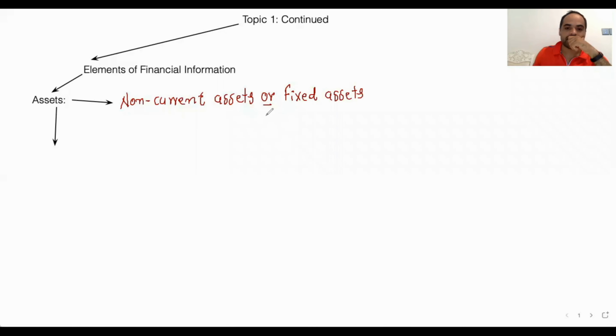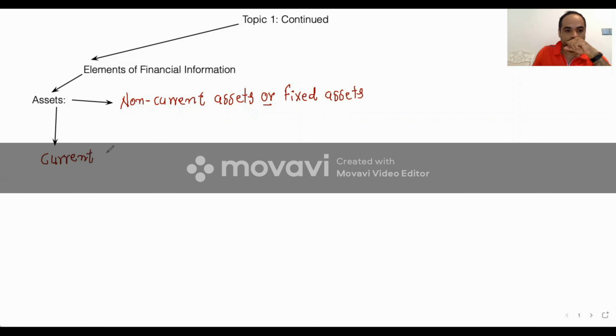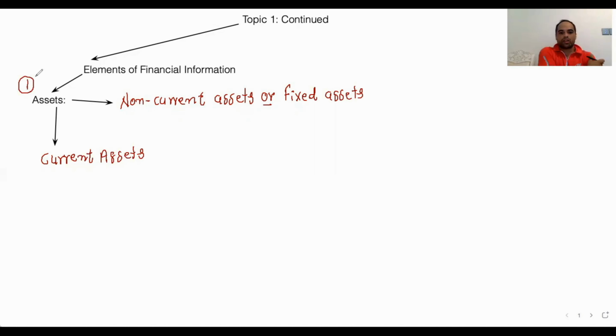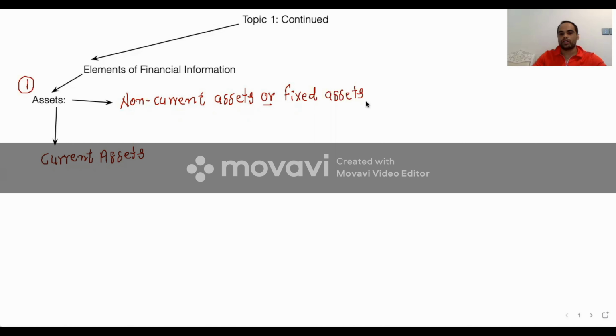So non-current assets or fixed assets, and the second type of asset is current assets. We're discussing the first element. So non-current assets or fixed assets, and current assets. Now, what is the meaning of current and non-current assets?